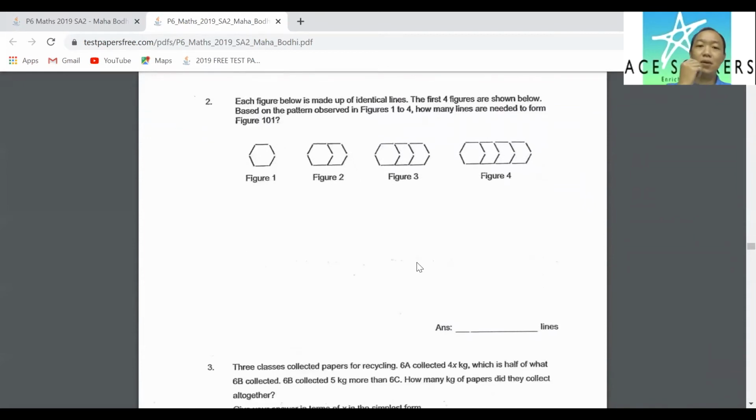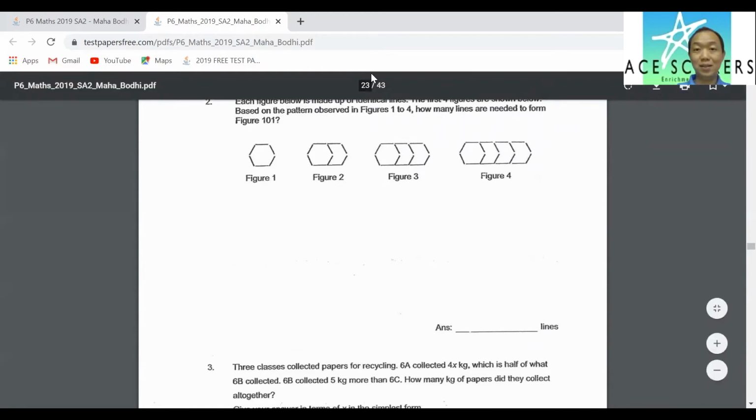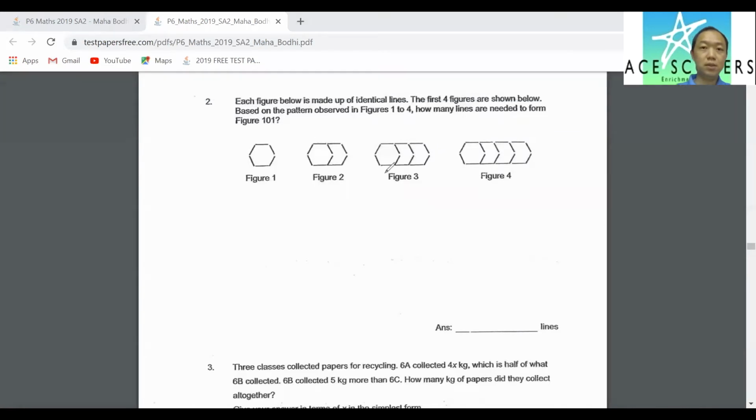Okay, so each figure is made of identical lines. The first 4 figures are shown below. How many lines are needed to form figure 101? Okay, so let's see the pattern. Actually, pattern questions are not that bad, yeah? So figure 1 has got 1, 2, 3, 4, 5, 6 lines. Then 1, 2, 3, 4, 5, 6, 7, 8, 9, 10, so 10 lines. So you see it's plus 4. Plus 4 equals 14. Plus 4 is 18.